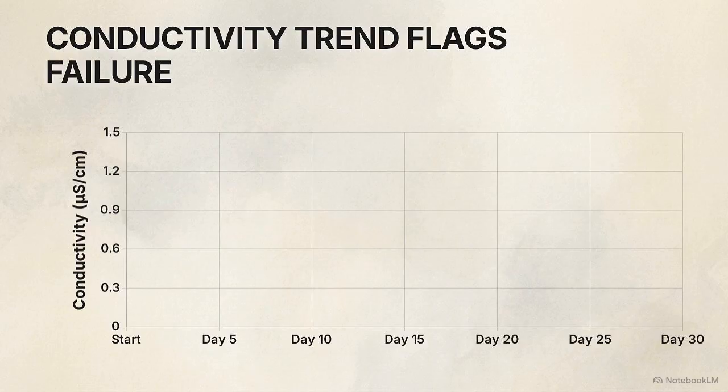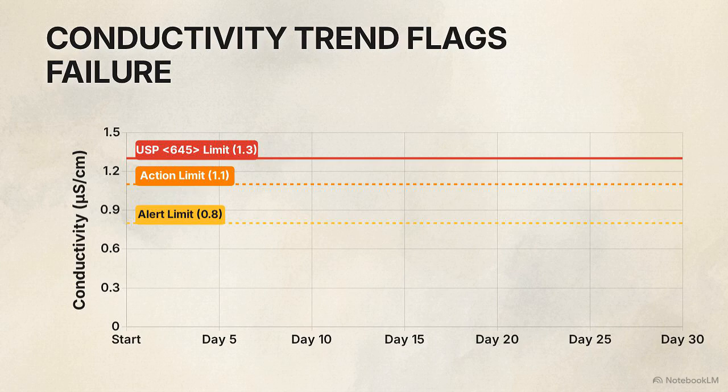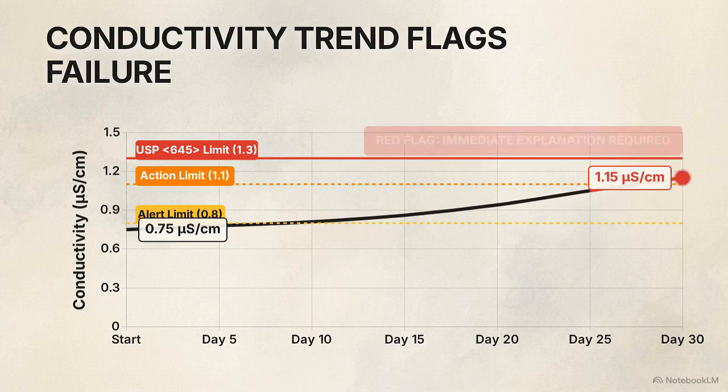This chart maps exact compliance boundaries. The top red line marks the 1.3 USP limit. Below are the yellow alert limit at 0.8 and the orange action limit at 1.1. A trend climbing from 0.8 to 1.1 is a red flag requiring immediate explanation.